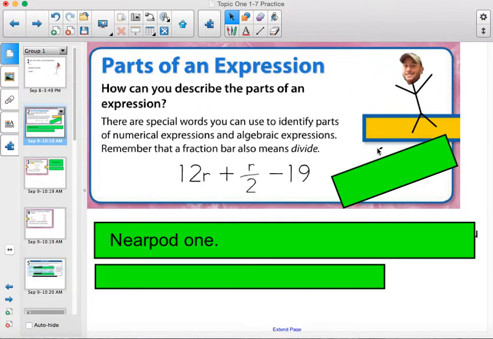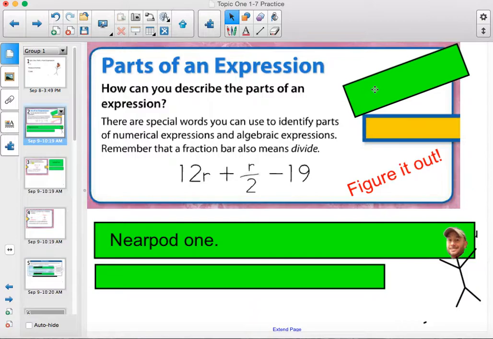Now, Chris, I noticed that you have this big green rectangle here. What's that for? Well, maybe what I should do is just uncover it then if it's got some advice under it. Ah, that is good advice.